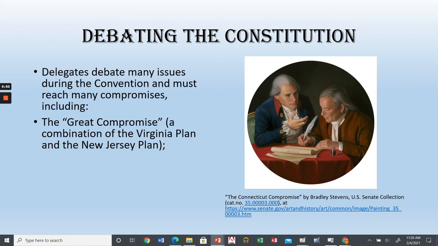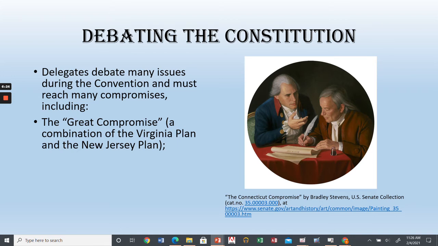But big states like Virginia said, whoa, wait a minute, that's not fair. We have a lot more people than small states like New Jersey. We should get more representatives. And New Jersey said, look, we're all 13 separate states. We all have our own rights. We should all be treated equally. So there was a big problem because the small states and the big states wanted absolutely separate things.